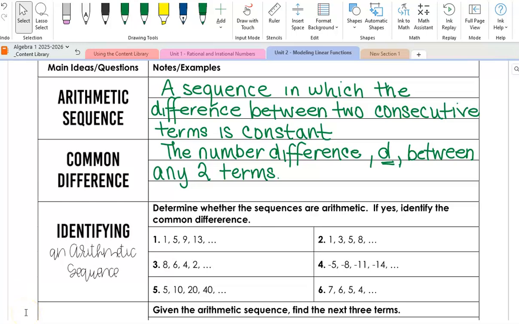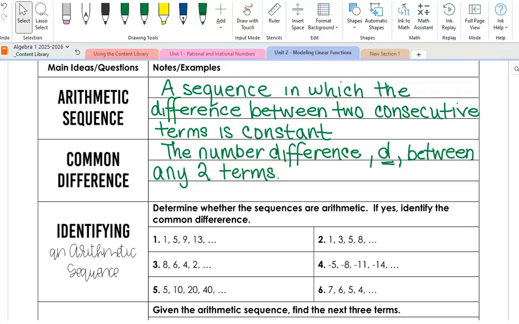Everyone, this is day 2 of topic 2. We are working on arithmetic sequences. So I went ahead and put the definitions up above of what an arithmetic sequence is and what the common difference is. So let's talk about these.